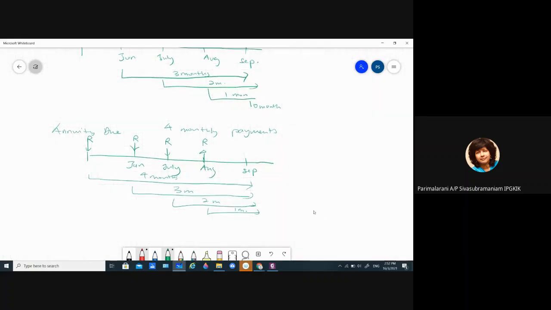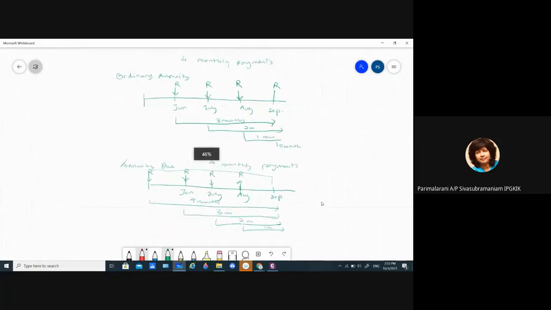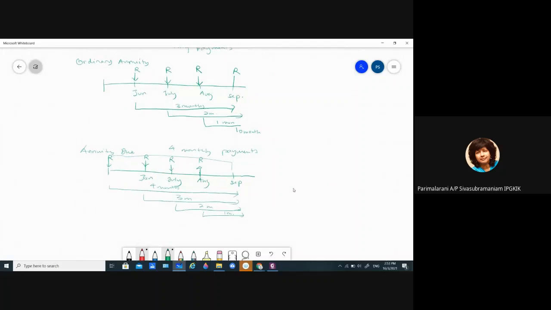annuity due, when you calculate the future value, you have to minus 1 month. And when you calculate the present value, you have to add 1 month. Okay. Because when you calculate the present value, it is 1 month extra compared to ordinary annuity. Okay. This is the difference between ordinary annuity and annuity due.